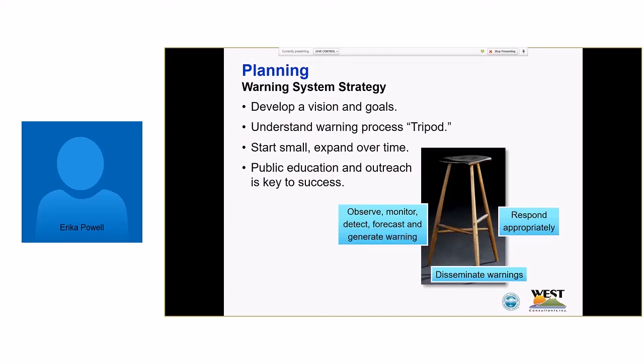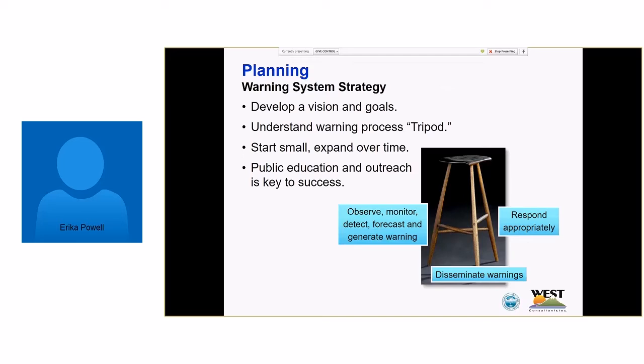You need to understand the warning process tripod, if you will, or a three-legged stool. One leg is the observation, monitoring, detection, forecasting, and generating of warnings. The next leg is disseminating that warning out to the public, and then being able to respond appropriately is the third leg. If you miss any one of these legs, you're not going to have a very stable stool, and you'll have problems in the long run.